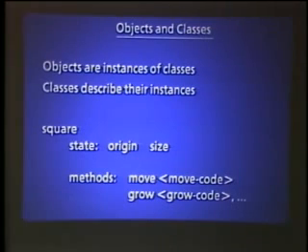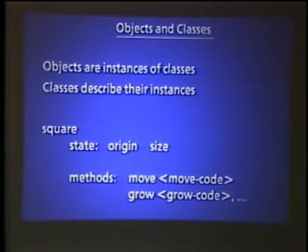Now, objects don't exist all by themselves. Objects are instances of classes. And these classes describe these instances and how they are built and how they behave. So, for example, the definition of the class square would state that it has two pieces of state. And those pieces of state are labeled origin and size. And it would state that there are two methods which all objects of this class know how to follow.